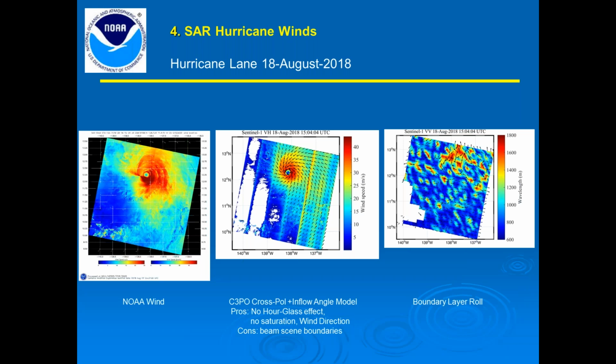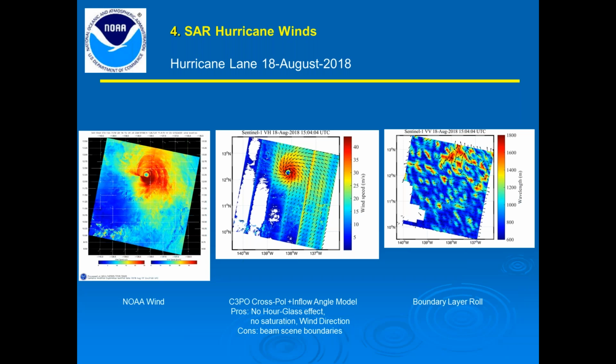Again, this is the SAR wind image derived from the cross-pole image, but the signal to noise ratio is just not as good as the co-pole because you send and receive the signal in orthogonal directions. So you can see the same beam boundaries that we need to address. I think ESA is actively working on resolving those beam seam boundary issues, so we're looking forward to receiving their revised product.